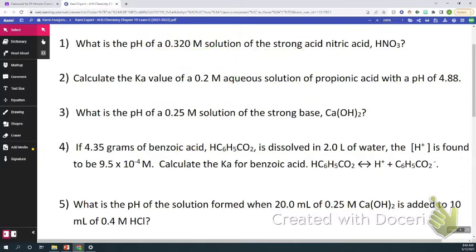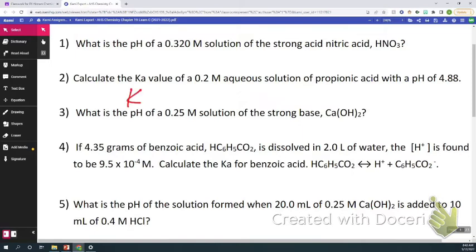All right. Okay, number 2. Calculate the Ka of a 0.2 molarity solution of propionic acid with a pH of 4.88.